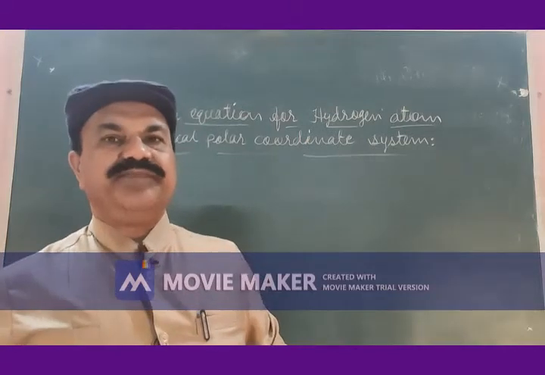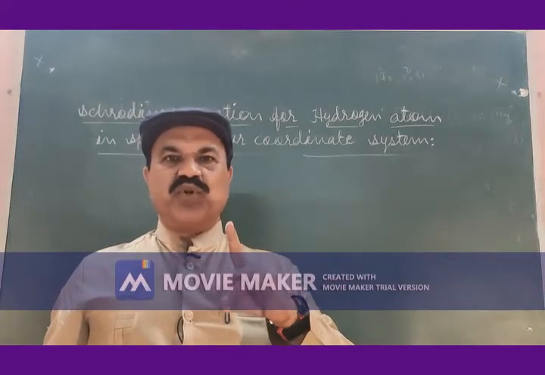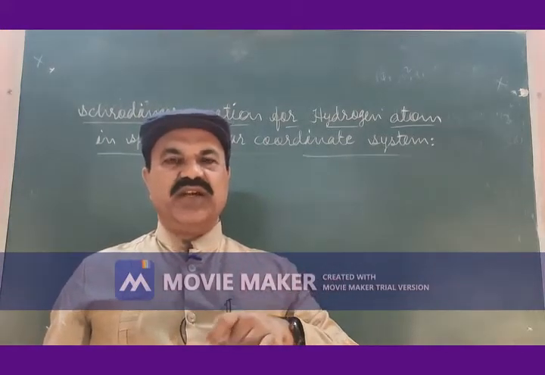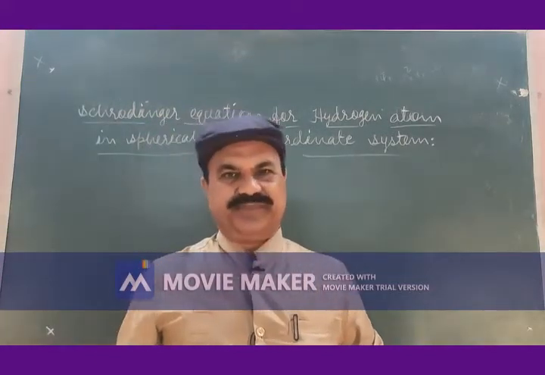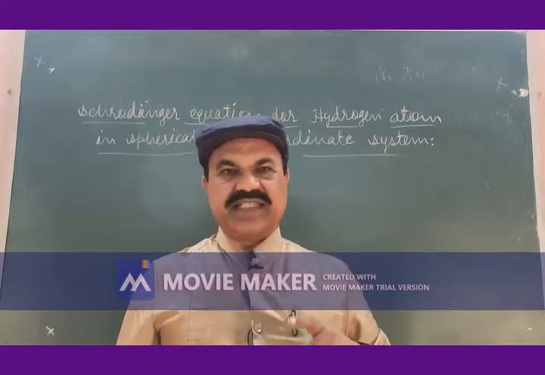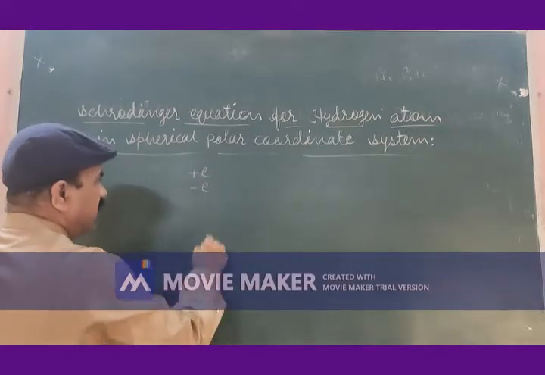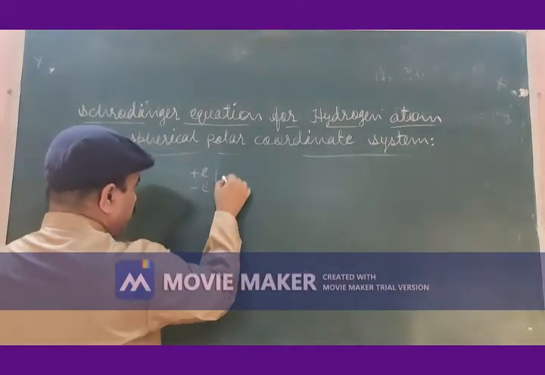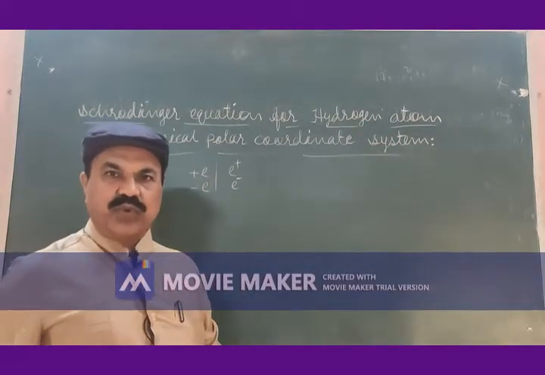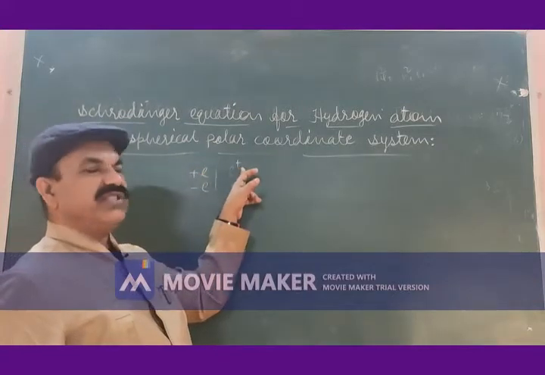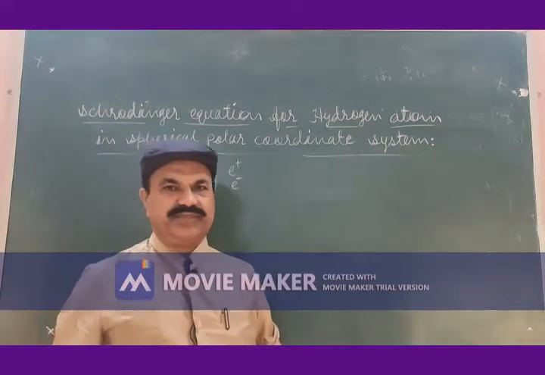You know hydrogen atom. Hydrogen atom has one proton inside the nucleus, one electron revolving around the nucleus inside the atom. Charge of proton is plus e. Charge of electron is minus e. You may put this way: charge on electron is minus e.